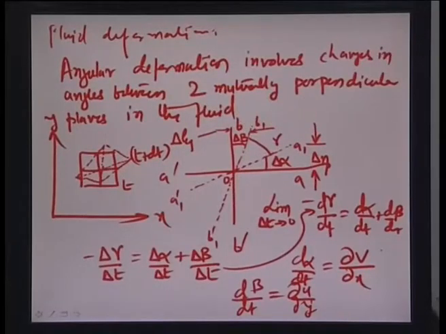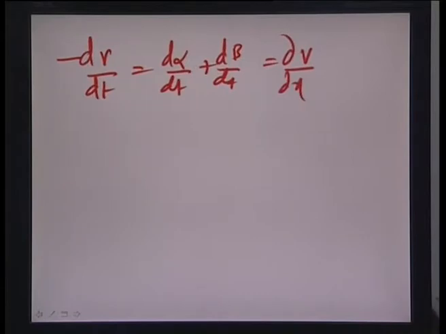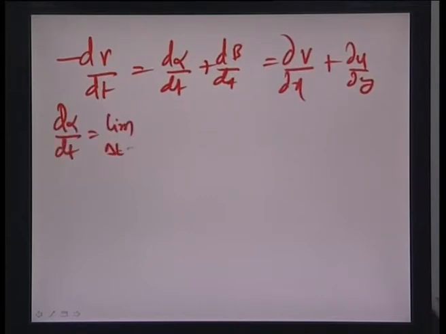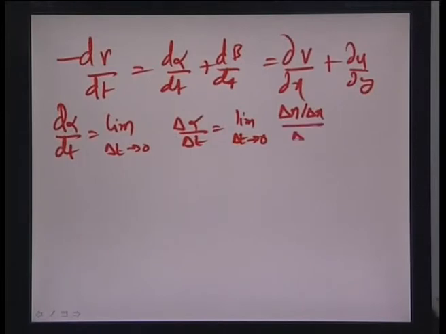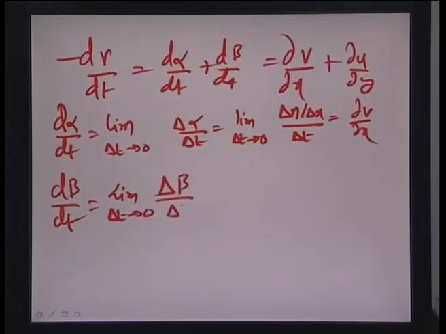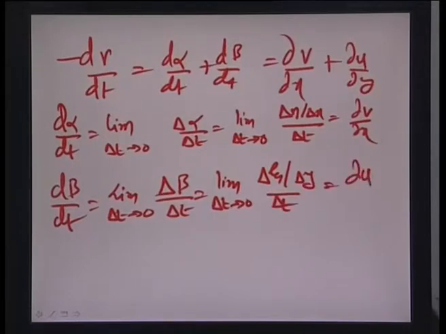All right. So essentially then this minus d gamma by dt, which is also d alpha by dt plus d beta by dt, would become same as del v by del x plus del u by del y. You may reiterate that d alpha by dt is nothing but limit of delta t tends to 0, delta alpha by delta t, which is limit of delta t tends to 0, delta neta by delta x divided by delta t, which is del v by del x, okay, and d beta by dt is nothing but the limit of delta t tends to 0, delta beta by delta t, which is equal to again the limit of delta t tends to 0, delta zeta by delta y delta t, which is nothing but del u by del y.